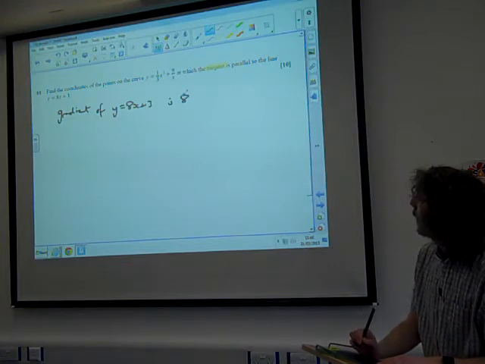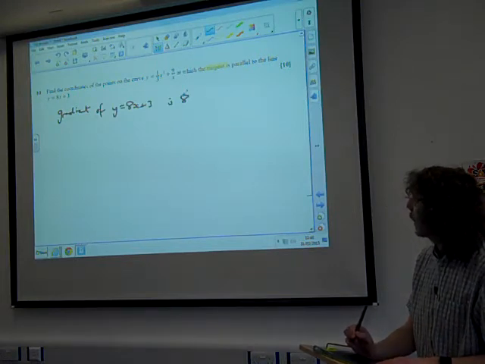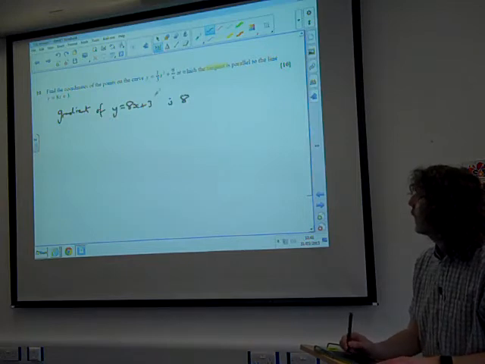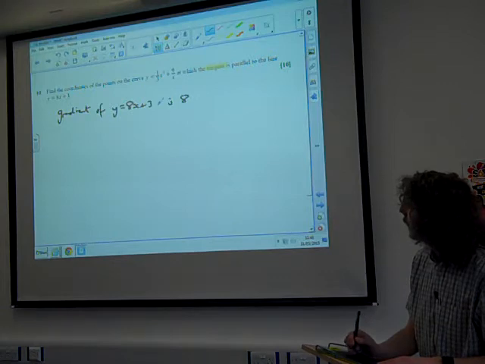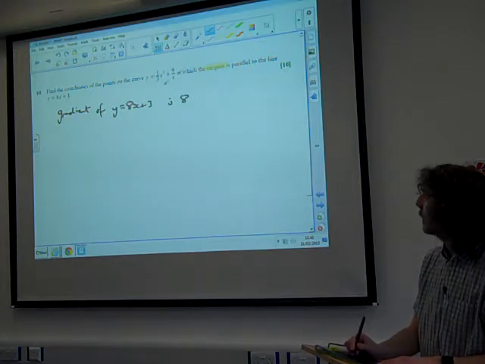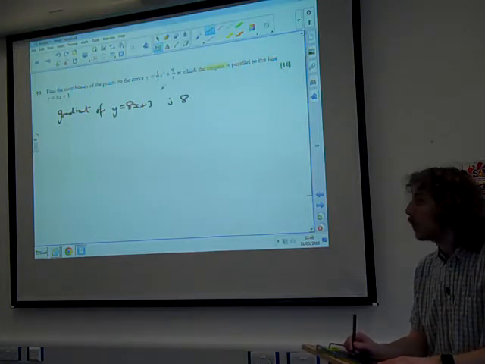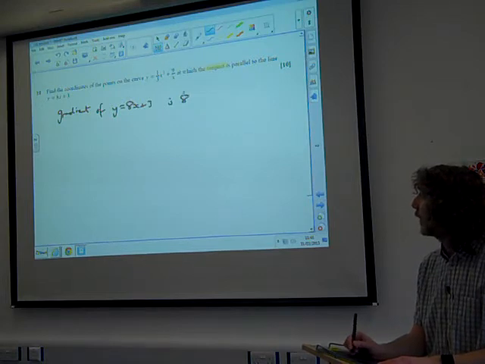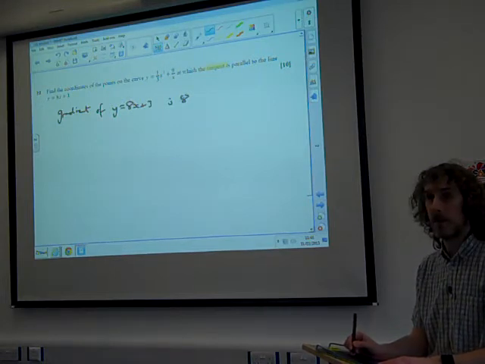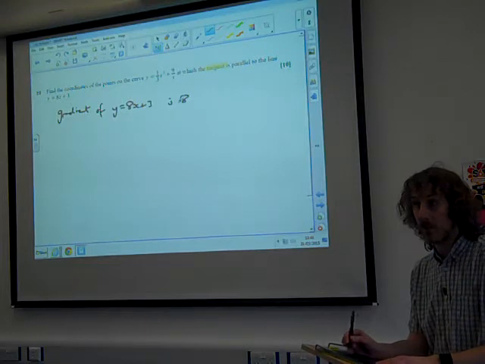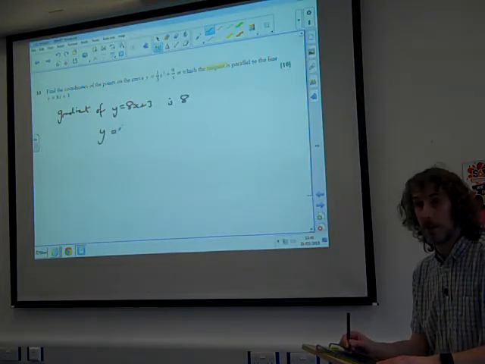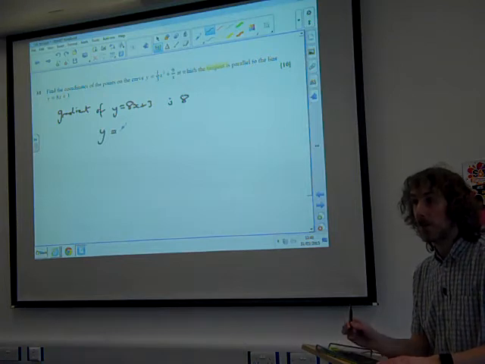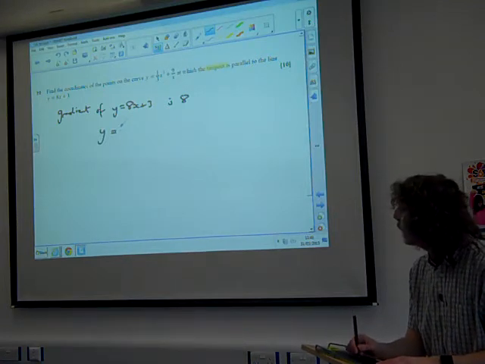We want our tangent to have a gradient of 8. We need to find the coordinates of the points on this curve at which the tangent is parallel to that. So we want to know, when is this curve having a gradient of 8? So our next stage is to differentiate it and see what we can get. Now, just like what we've just done in the previous question, we need to write this in a convenient form to differentiate. So this is a third x cubed.